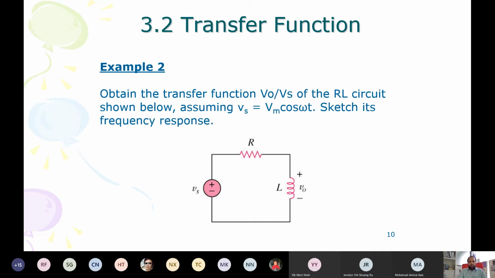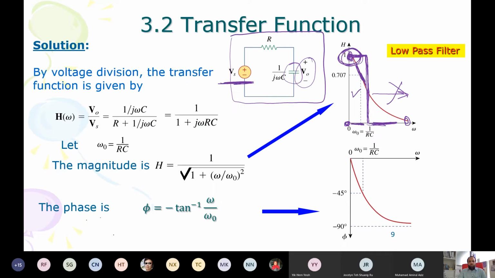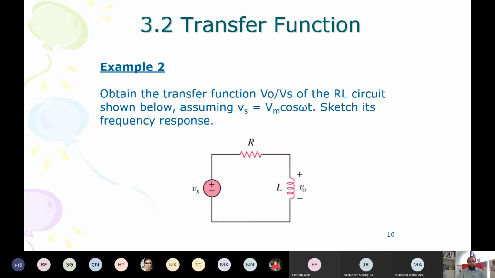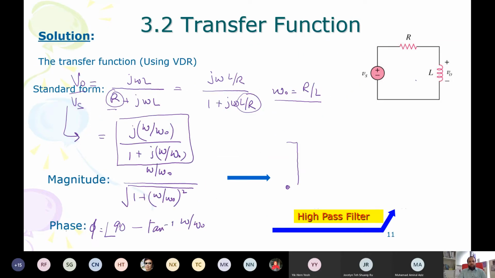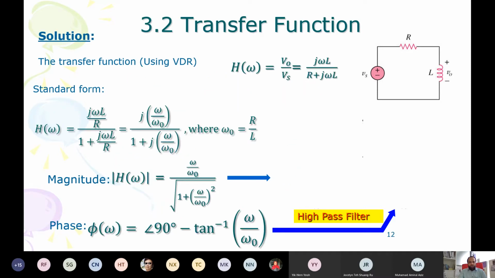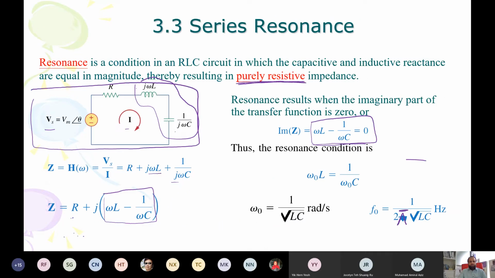This is the RL circuit. The previous one turned out to be a low pass filter, low pass because low frequencies are passing and high frequencies are suppressed or blocked. The RL circuit we did in a similar way. This is a high pass filter because low frequencies are blocked and high frequencies are let through. We found the transfer function in a similar way using VDR.